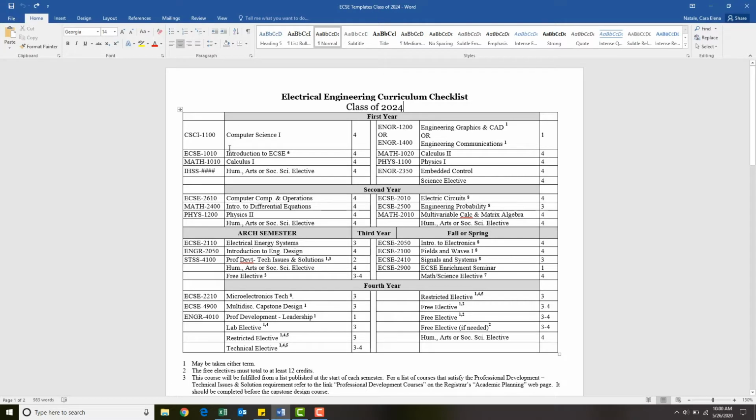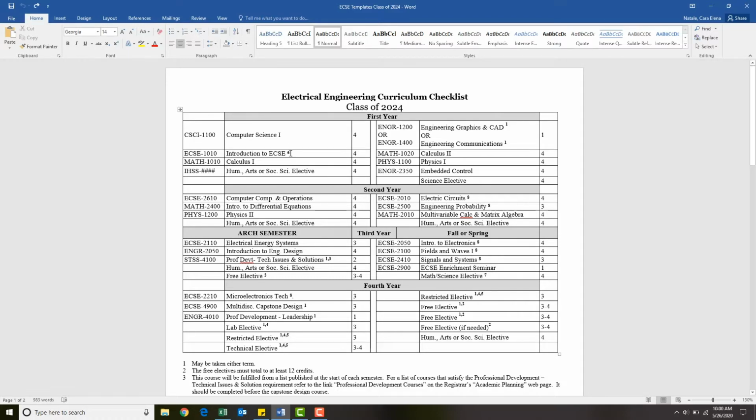Okay, so looking at this first semester, the general layout the department has suggested is Computer Science 1, Intro to ECSE, Calculus 1, and a Haas class. Now, speaking as an advisor, I would say that if you do not already have credit for Computer Science 1, that's going to be a primary non-negotiable class. That's definitely going to be important to give you some more options in future semesters.